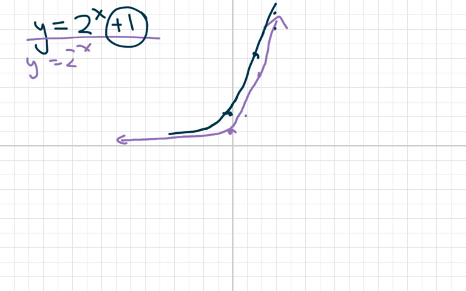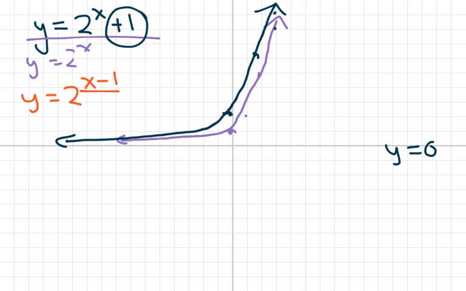And it goes down, and it's going to get closer and closer to 0, to the y equals 0 horizontal asymptote. So that is that one. You also have transformations of y equals 2 to the x. Let's call this minus 1. This is your horizontal shift. So that means we're going to shift to the right by 1.